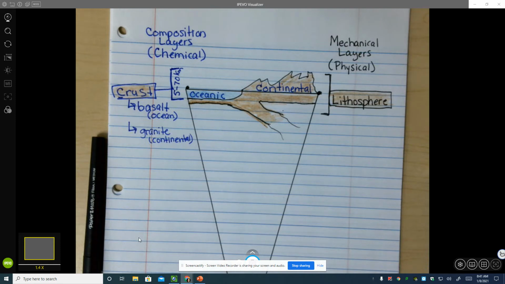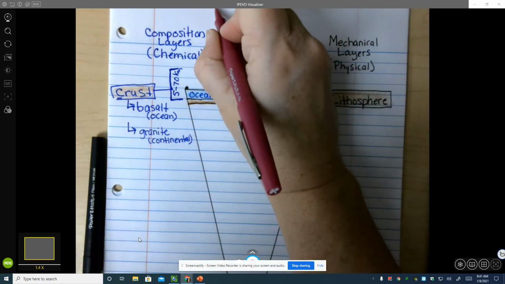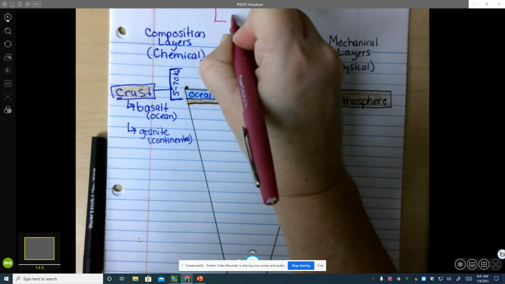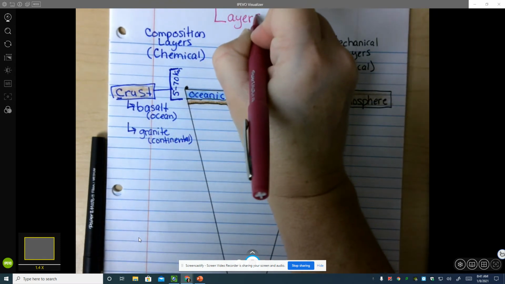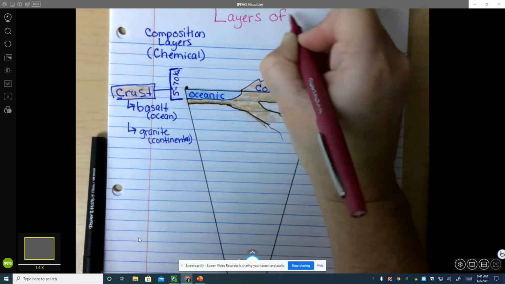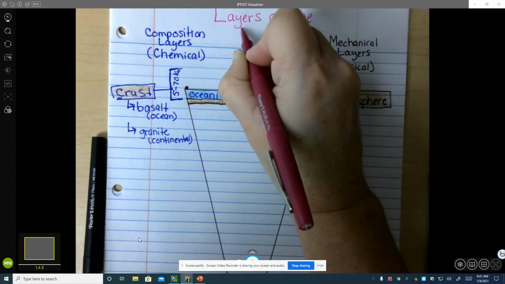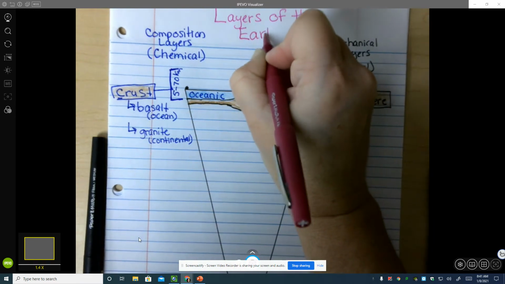If you are someone who's done and you want to put a title while you're waiting, you can go ahead and put a cool title, Layers of the Earth.